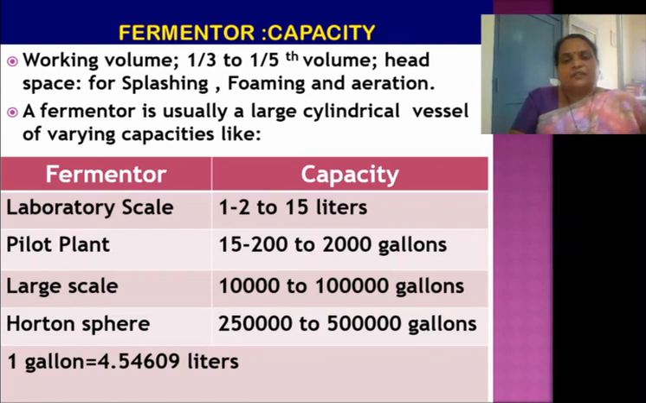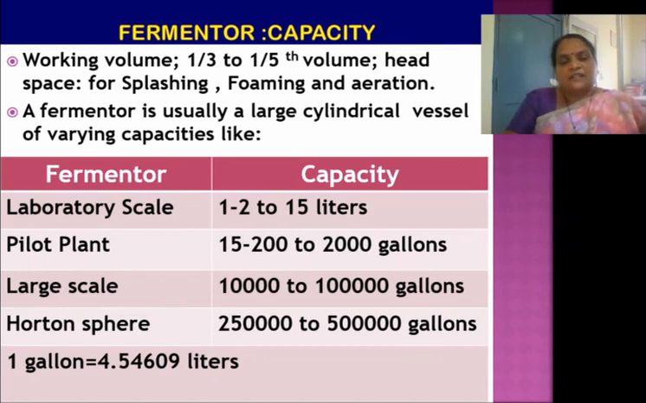A fermenter is usually a large cylindrical vessel of varying capacities. There are different types of fermenters based on their capacities. Some fermenters are called laboratory scale fermenters, some are called pilot plants, some are called large scale fermenters, some are called Horton spheres. Laboratory scale fermenters are the smallest fermenters. They have the capacity of 1 liter, 2 liter, 3 liter, 5 liter up to 15 liters.